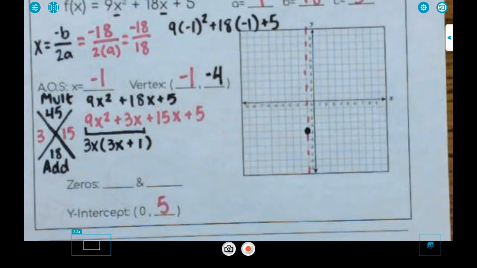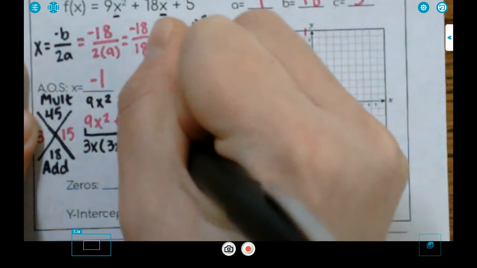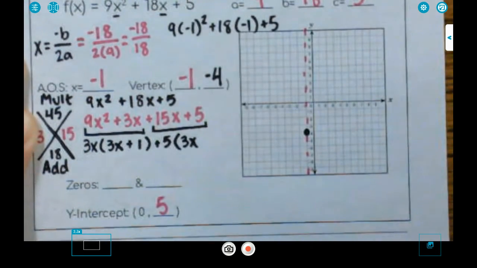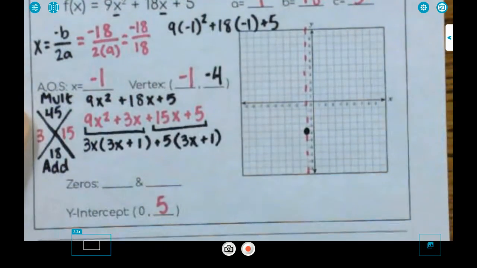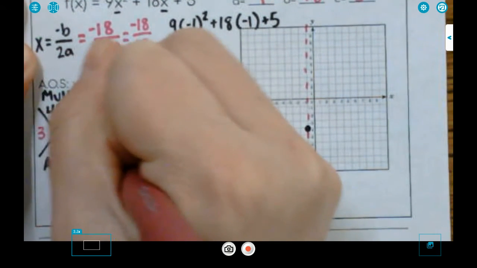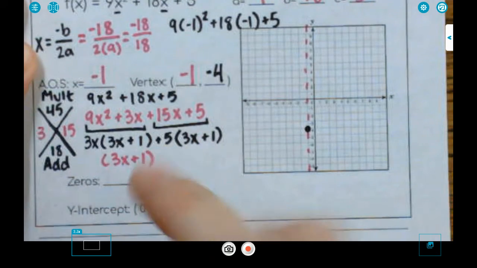I had a lot of people on 7.4 who either left plus 0 there or plus x. Anything divided by itself is 1, not 0, not x. From 15x plus 5, I can divide those both by 5. Good job, Chelsea. 15x divided by 5 is 3x. And then 5 divided by 5 is 1. So then my fully factored answer will be 3x plus 1, because those are my matchy-match guys, 3x plus 1. And then my other guys will be the 3x and the plus 5.